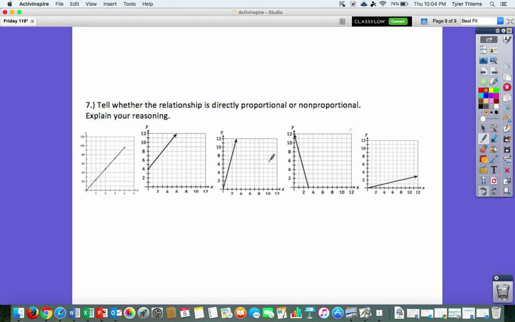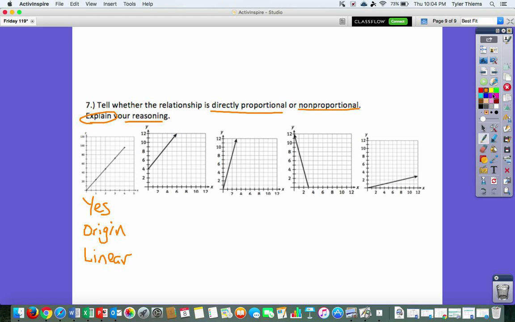Number 7, you'll see you have 1, 2, 3, 4, 5 different graphs. The question is to explain whether the relationship is directly proportional or non-proportional, and then we have to explain the reasoning. So number 1, I'll put yes, and it's yes because of 2 reasons. Number 1, it goes through the origin, as we talked about earlier, and number 2, it is also linear. Linear is L-I-N-E-A-R.